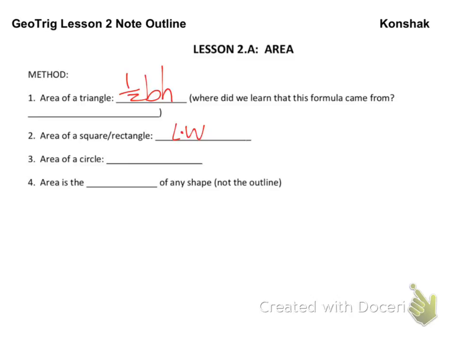Area of a circle? Pi r squared. And area is the inside of any shape, not its outline. The perimeter is the outline. Area is the inside of the shape. How much space is taken up.